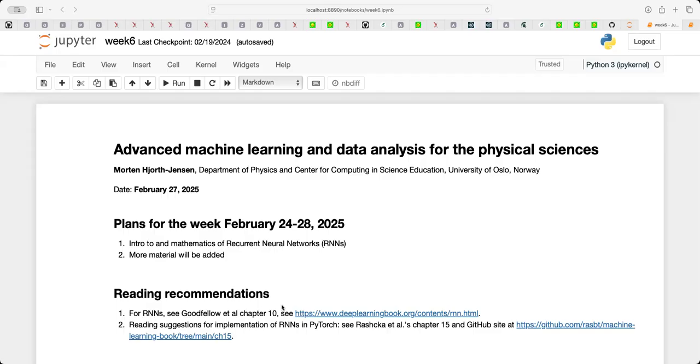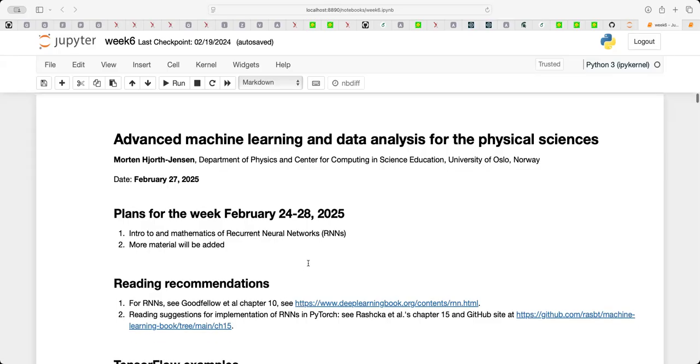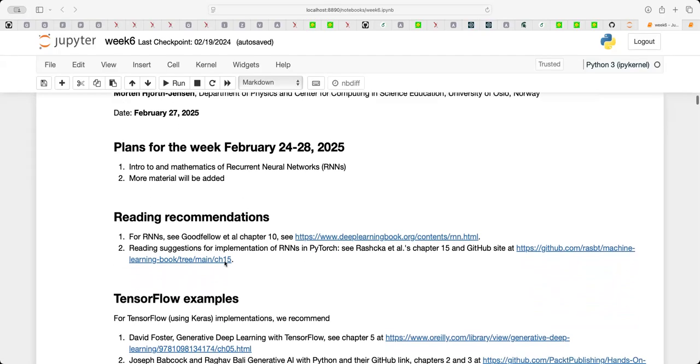Now, the lecture notes, which we normally recommend, is to take a look at Goodfellow's text. Chapter 10 here contains a lot of the discussions and the basic architecture of an RNN. Raschka's textbook has a very nice chapter 14 here. No, it's actually chapter 15 with a GitHub address as well. So you can download the code examples which are discussed in chapter 15.